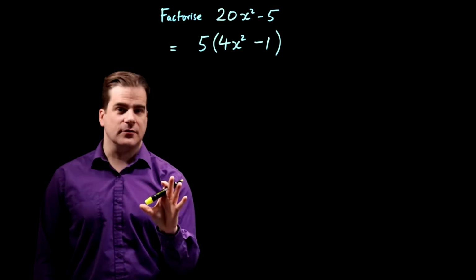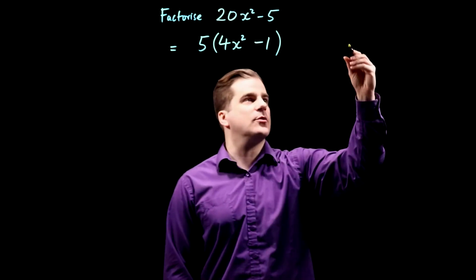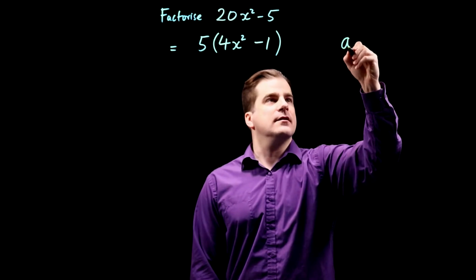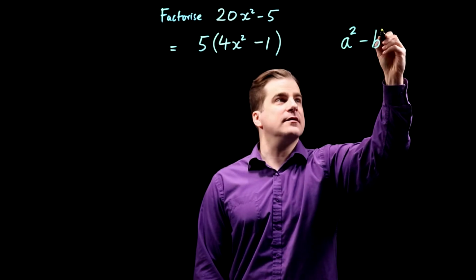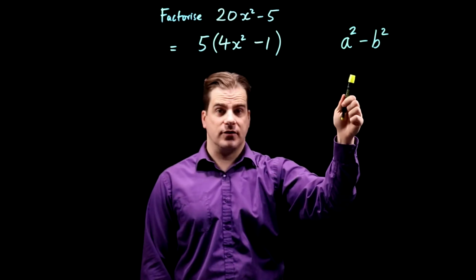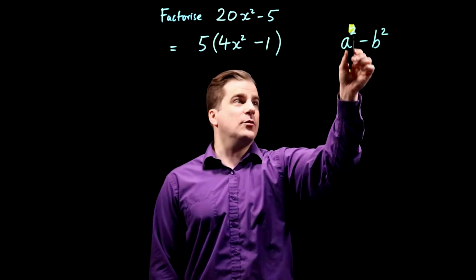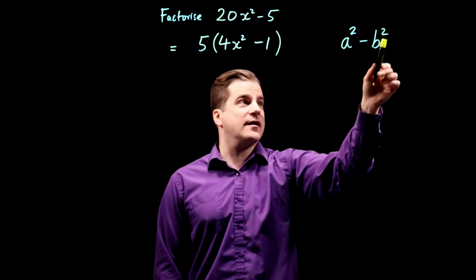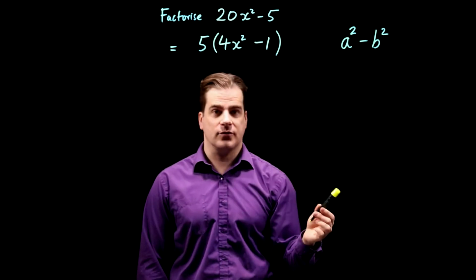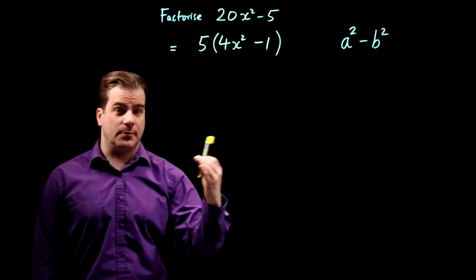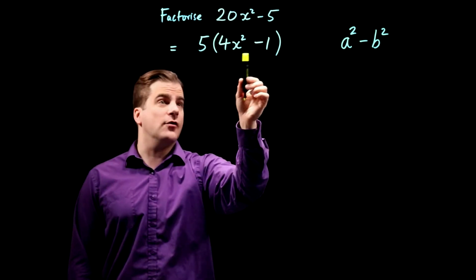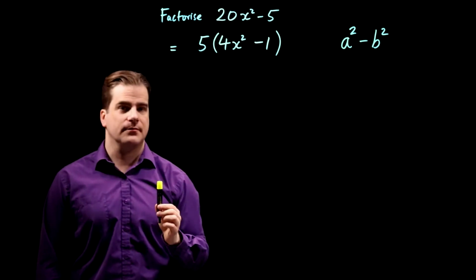What's the difference of two squares? The difference of two squares is this. If you have an expression in the form a squared minus b squared, that's called the difference of two squares, because you've got one square, a squared, subtract another square. And this, 4x squared minus 1, it might not be immediately obvious, but that's in the form a squared minus b squared.